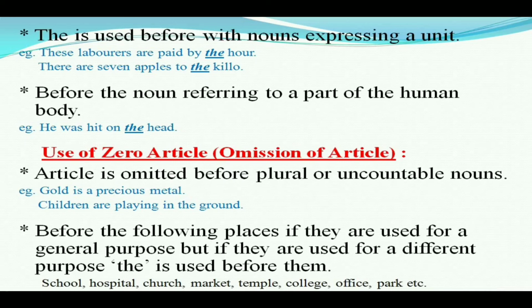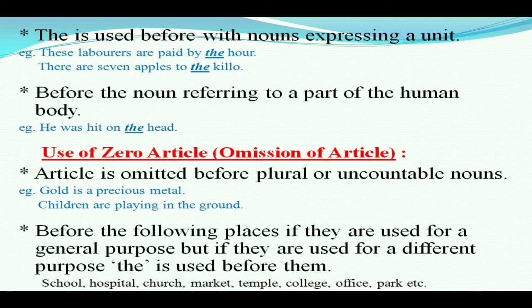Now, use of zero article. It is also known as omission of article. Its first point is that the article is omitted before plural or uncountable nouns. For example, gold is a precious metal. Here, gold is an uncountable noun, so we cannot use any article before gold.